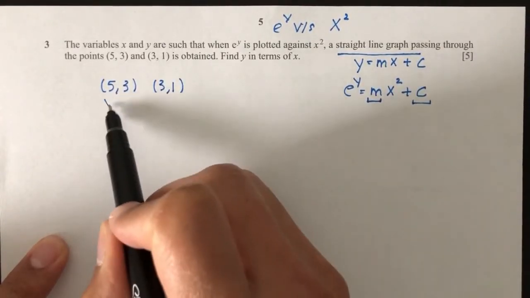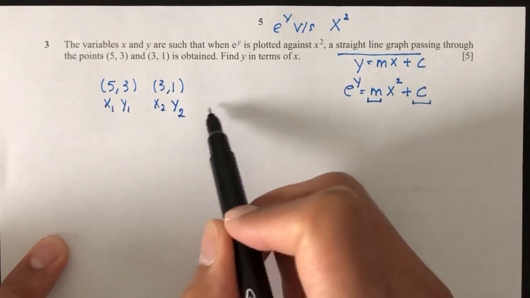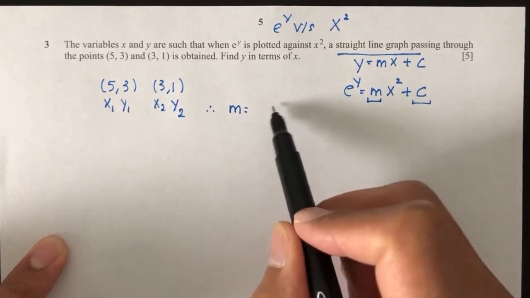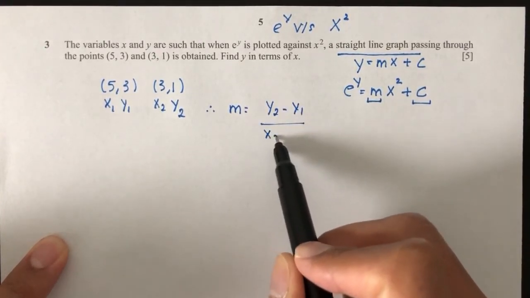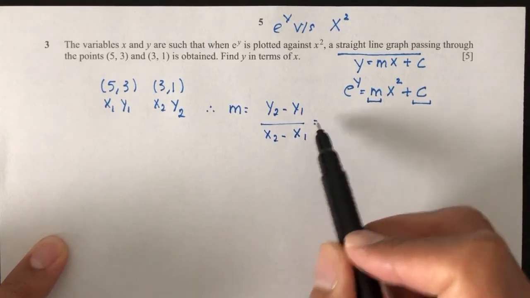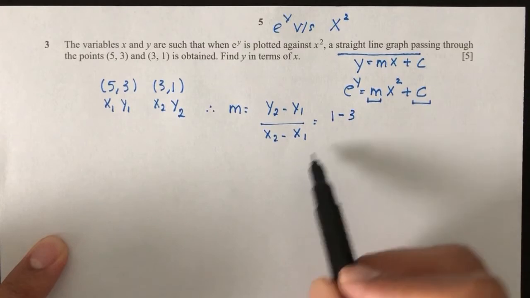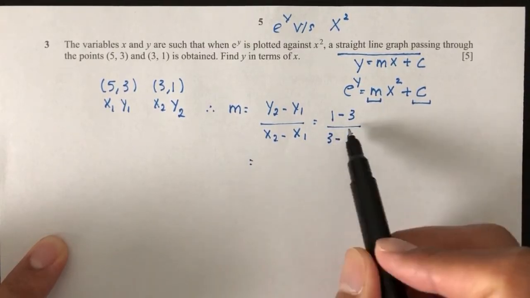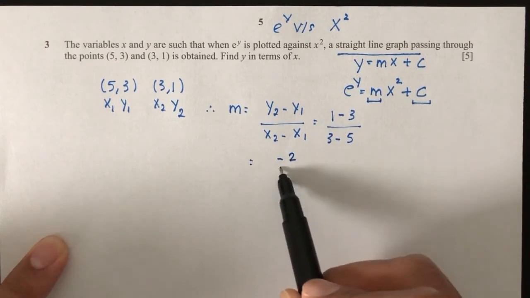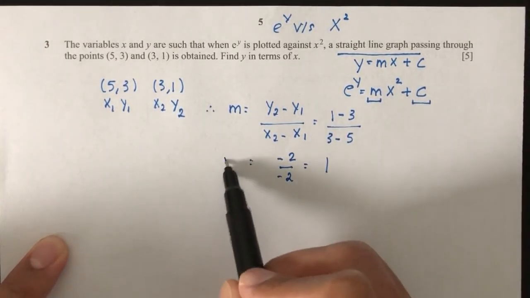We label the first point x1, y1, and the second x2, y2. So gradient is equal to y2 minus y1 divided by x2 minus x1. So that will be 1 minus 3 divided by 3 minus 5. This will be minus 2 over minus 2. That should give you 1. So the value of m is 1.